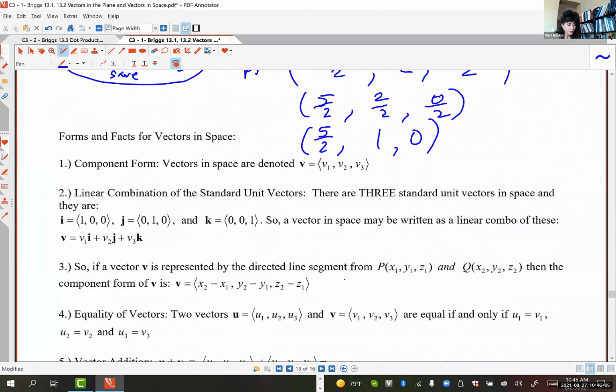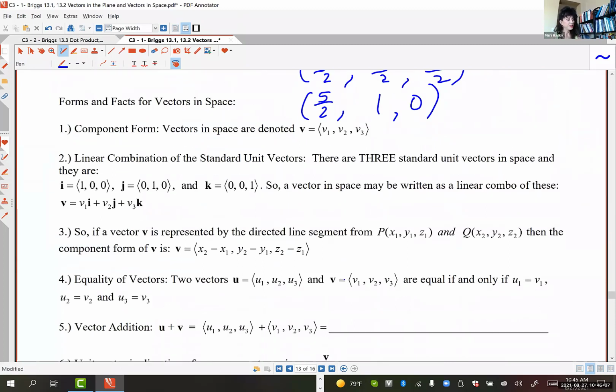Let's do some forms and facts for vectors in space. The component form for a vector in space, that's 3D, looks almost the same as the component form for a 2D vector. It's just got an extra component there. Yep. What about the linear combination version? Oh yeah, we're still going to have that.